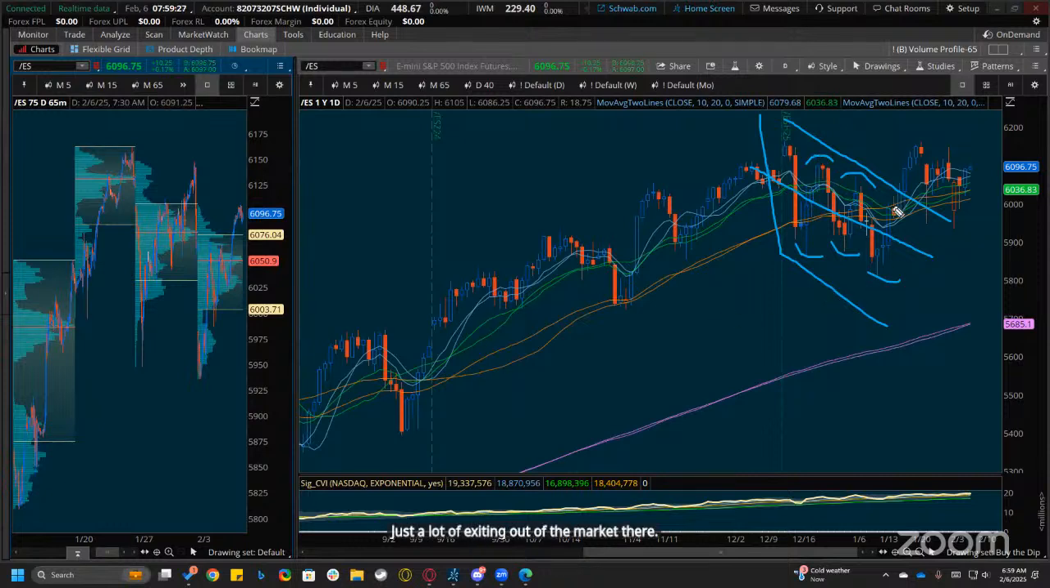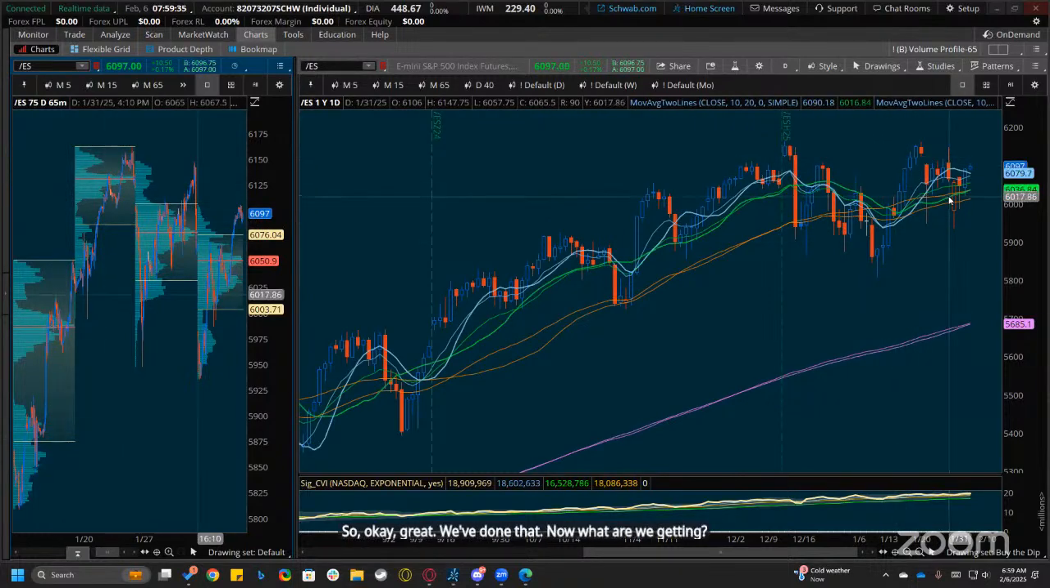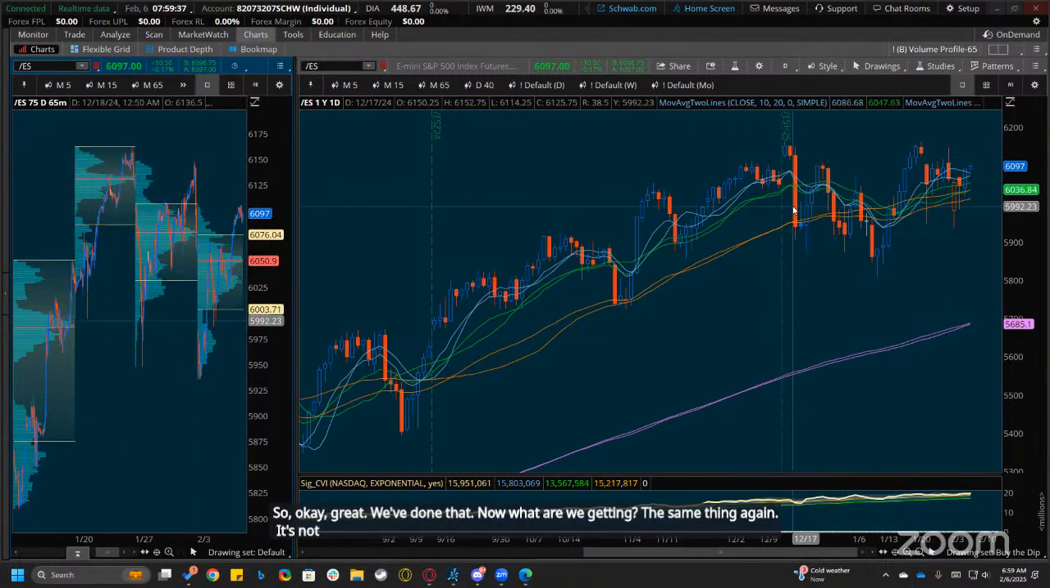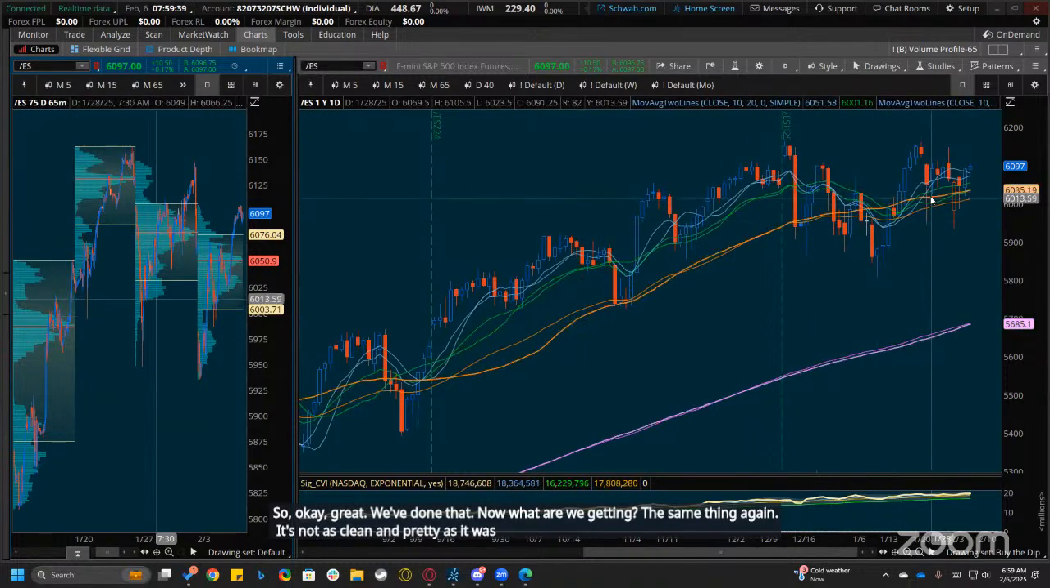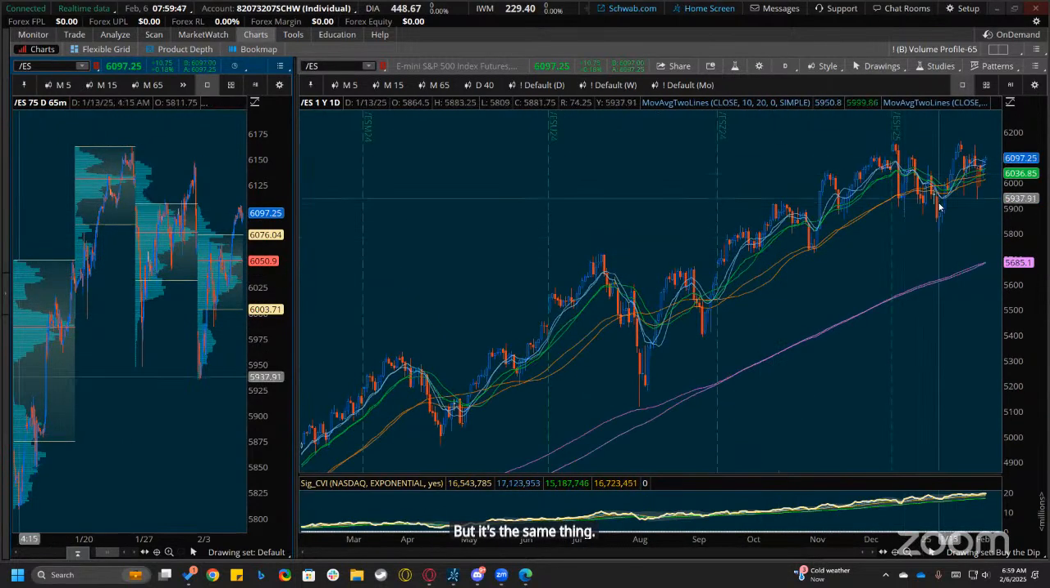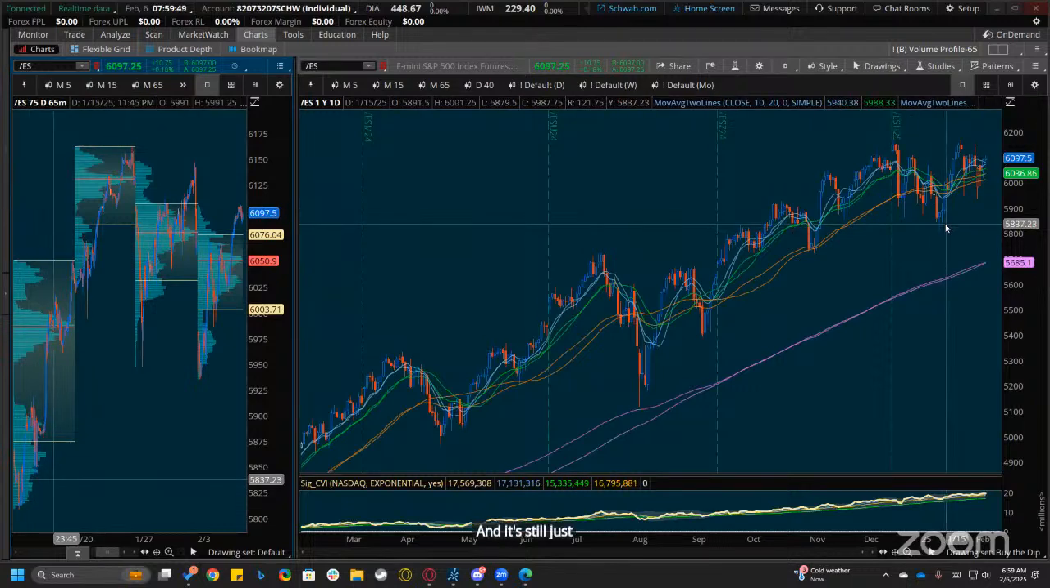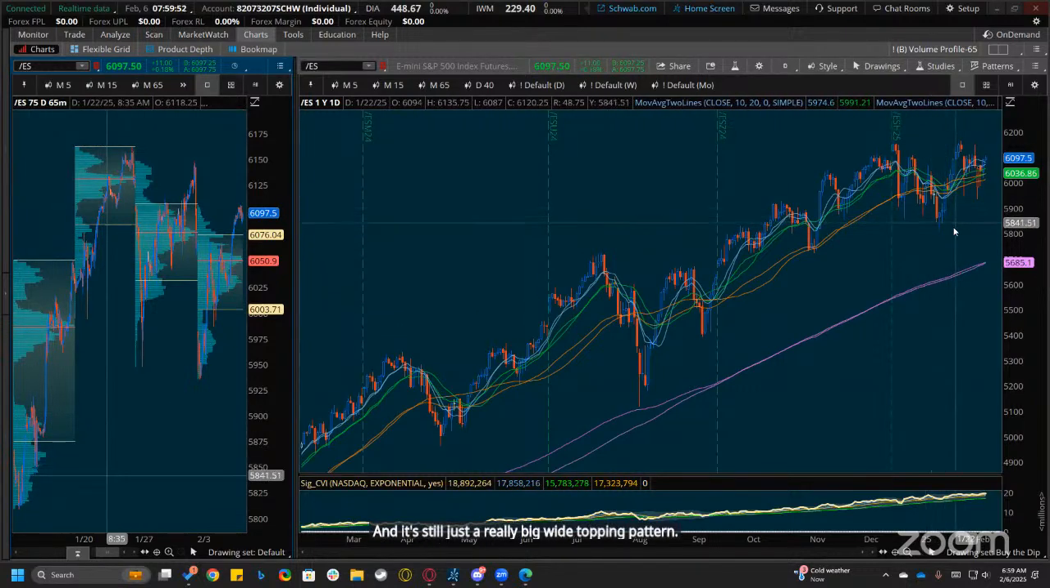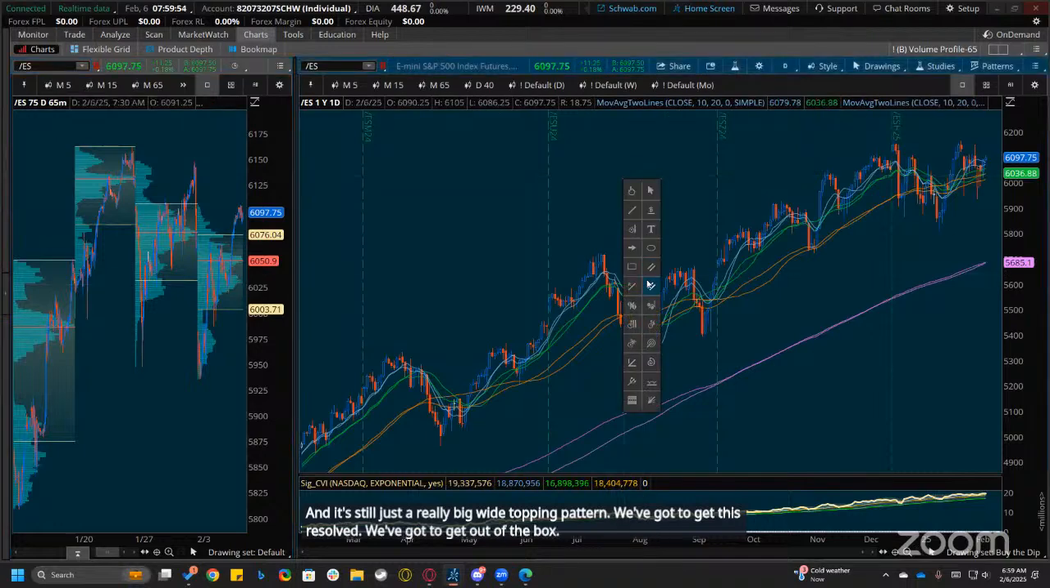But we ended up getting a TRB running back up, challenging the high. So, okay, great, we've done that. Now what are we getting? The same thing again. It's not as clean and pretty as it was the last time we did it, but it's the same thing. And it's still just a really big, wide topping pattern. We've got to get this resolved. We've got to get out of the box.